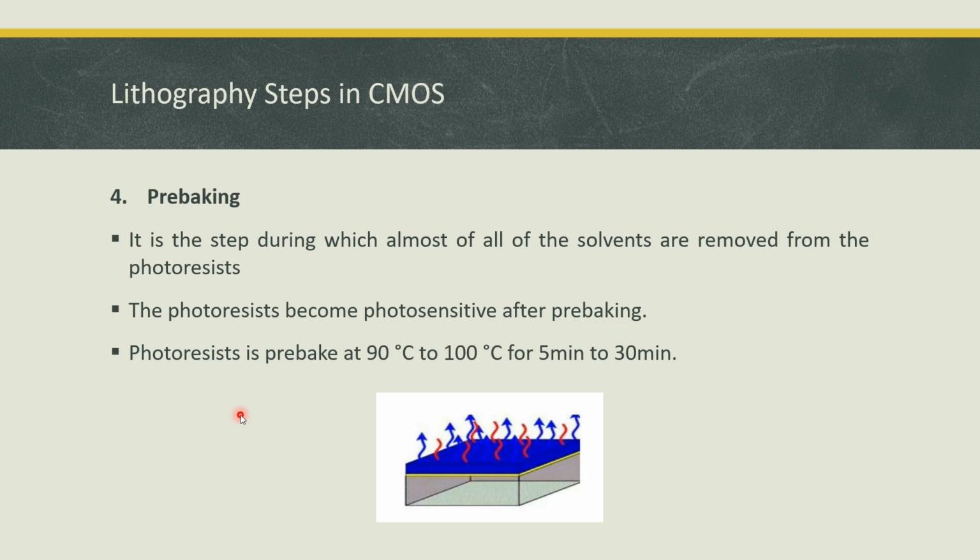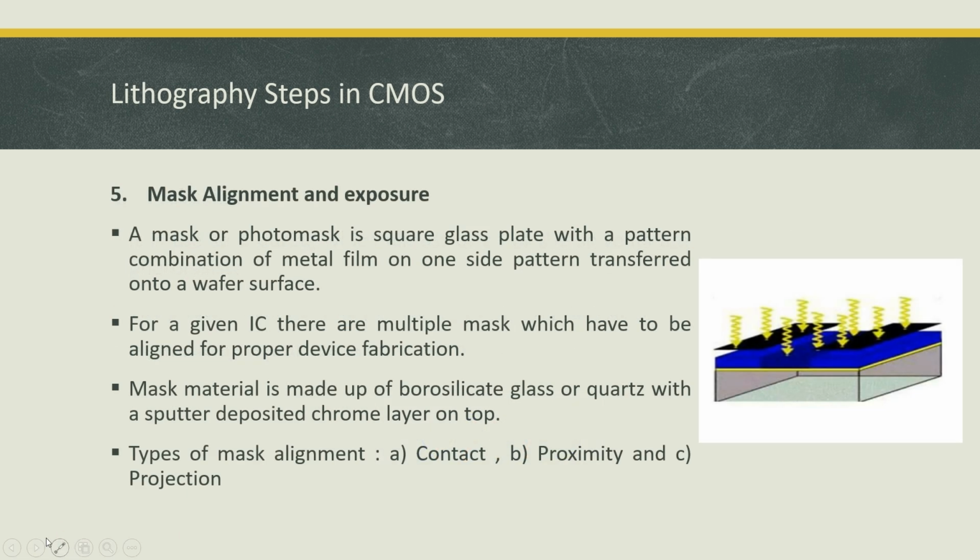Coming to the next step, which is pre-baking. In pre-baking, almost all the solvents are removed from the photoresist. The photoresist becomes photosensitive after pre-baking. The photoresist is pre-baked at around 90 to 100 degrees Celsius for 5 to 30 minutes. After that, the fifth step is mask alignment and exposure.